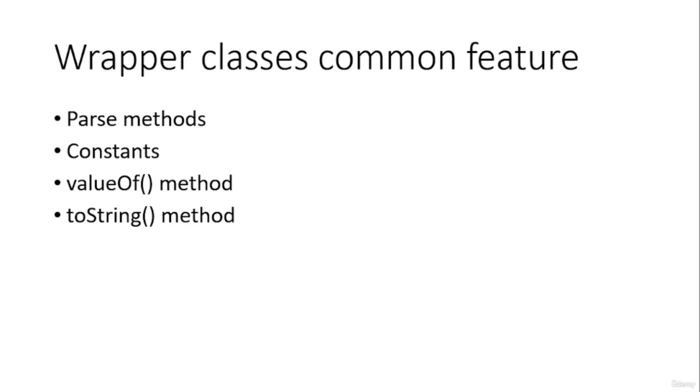The next one is the toString method. The toString method is overridden in each wrapper so that the string representation of the particular wrapper is provided, and this is helpful if you want to print the particular wrapper's value. That is it for the theoretical session on wrapper classes. Now let us see some programs based on wrapper classes.